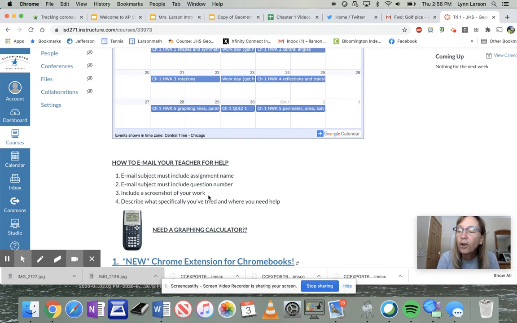And then as you're working on homework, I'm going to really encourage you to have some graph paper handy. That's really the only supply you need for our class, other than the calculator. Graph paper is going to be really helpful, especially for this first unit.